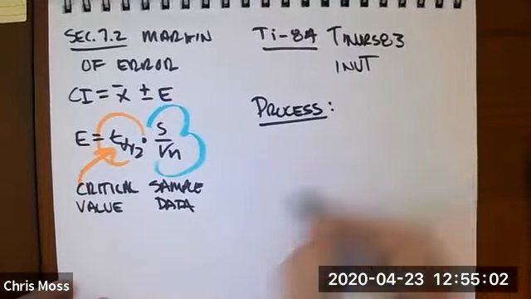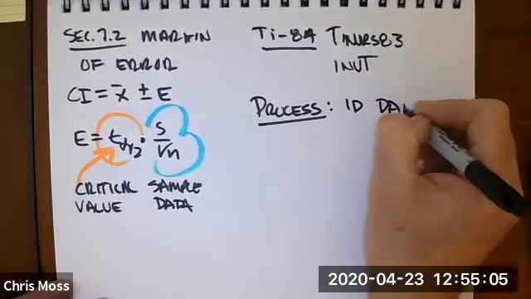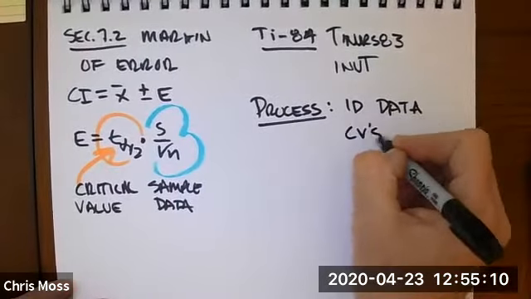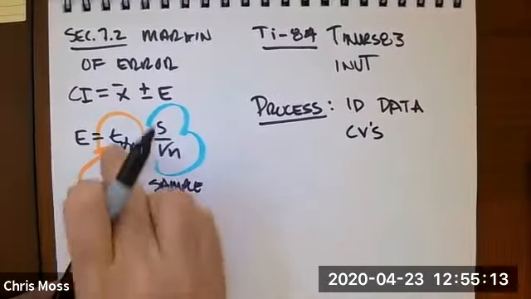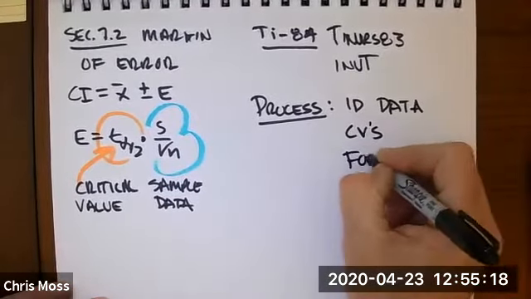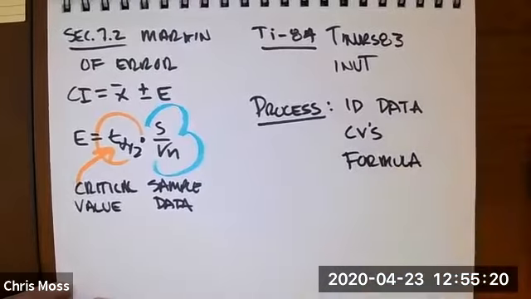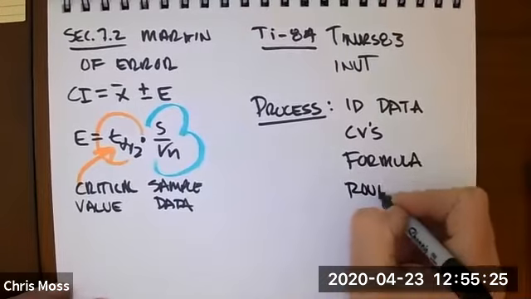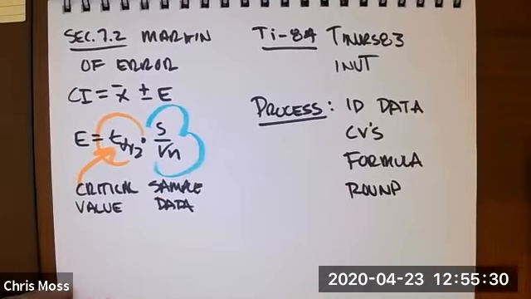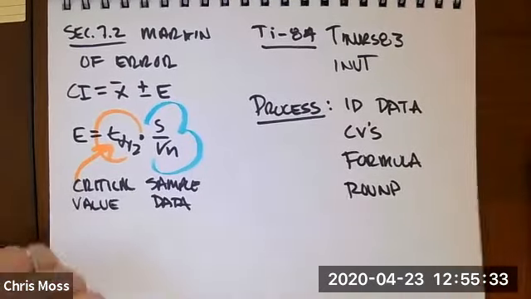We're going to go ahead and ID the data. That'll give us this stuff here. I'll locate the critical value, and that'll give me the t alpha over 2. I will then use the formula for the margin of error and round appropriately, usually to whatever your X bar is. So that's going to be the process. Let's take a look at a couple of examples.